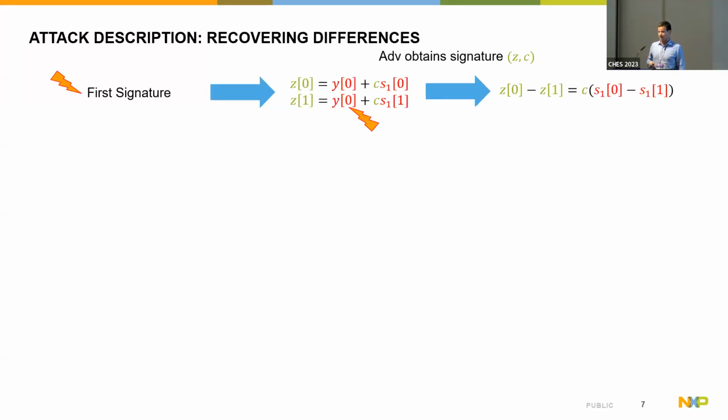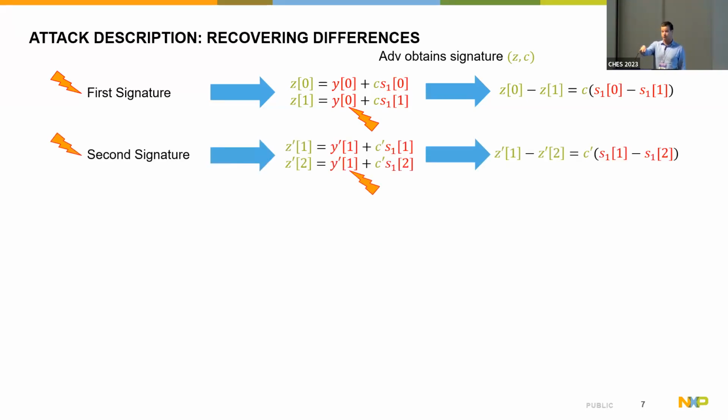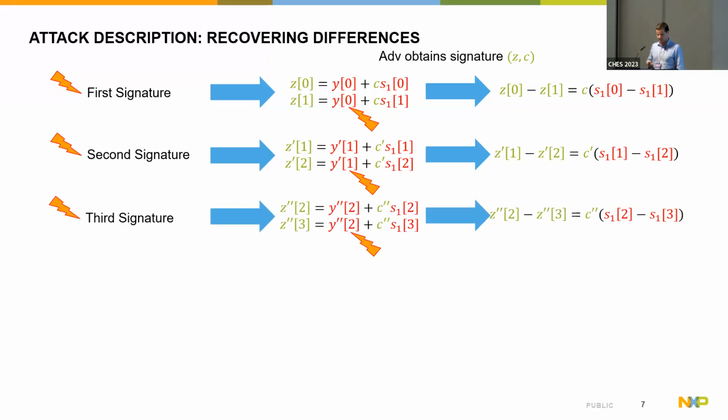Okay, so I described what fault we need to do and where we can insert it. So let's look at how we can exploit it. This is just what I explained before. You get a first signature, then the adversary gets 2 polynomials in the signature Z. And what it can do is just compute the difference between them such that it cancels out the Y0 on both sides. And you can do that for a second signature where you do not skip the first increment, but you skip the second increment. So you get Y1 twice, and then you again compute the difference. Okay, you can do that for a third signature.